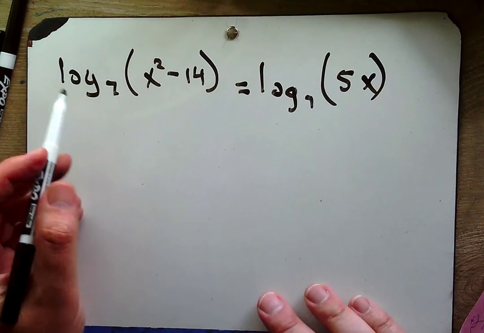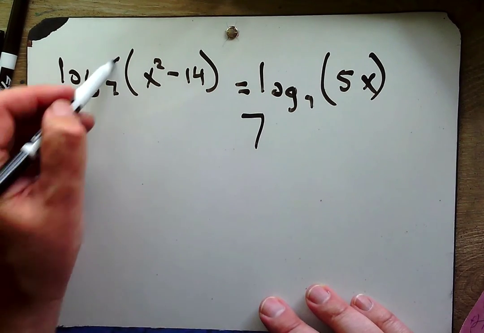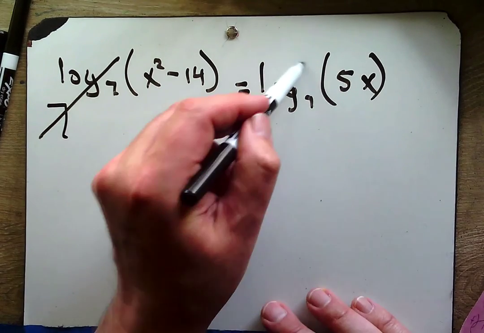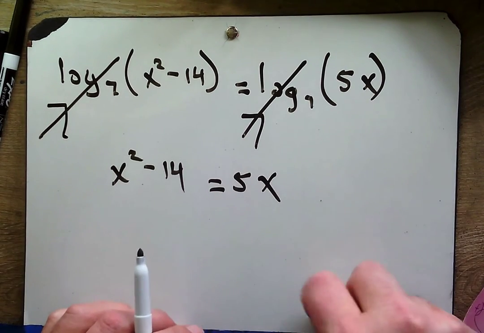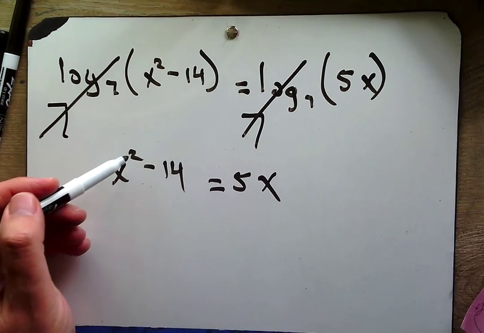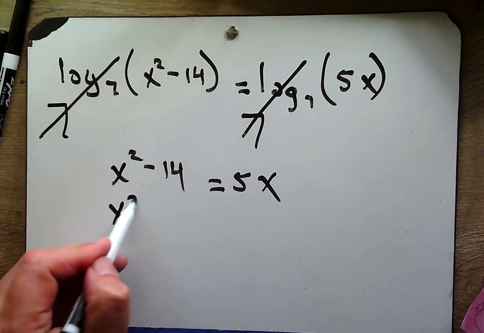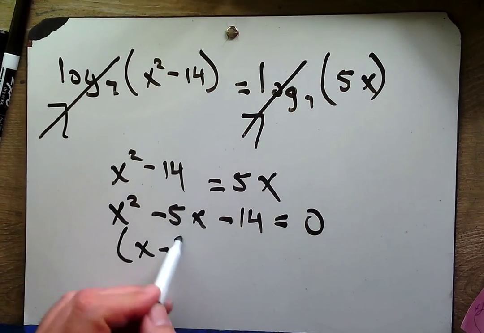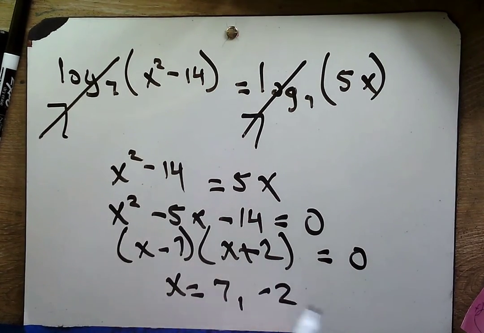Well, that's right, we can definitely exponentiate. 7 raised to the power of log base 7 cancels, leaving me x squared minus 14. 7 raised to the log base 7 cancels, leaving me 5x. And now it looks like one of those quadratics that we were solving in the Algebra Basics unit. So I'm going to move everything to one side because this degree is greater than 1. And I'm going to see what will happen then. Oh, factorable. X minus 7, x plus 2, and so x equals 7 or negative 2.